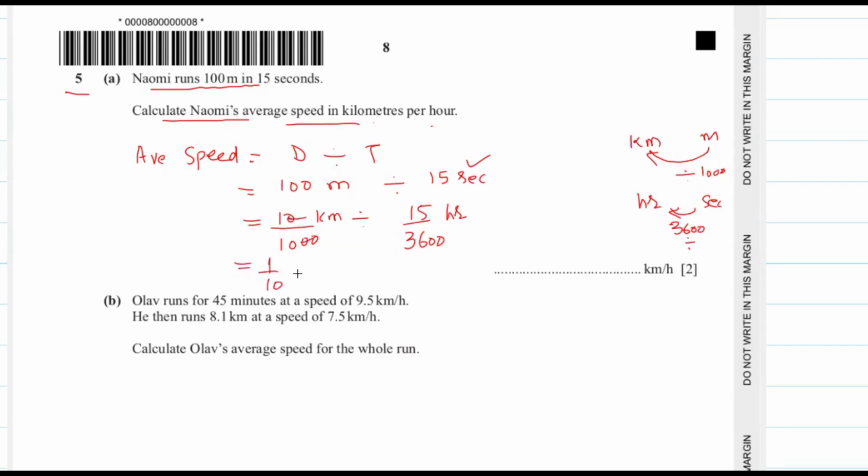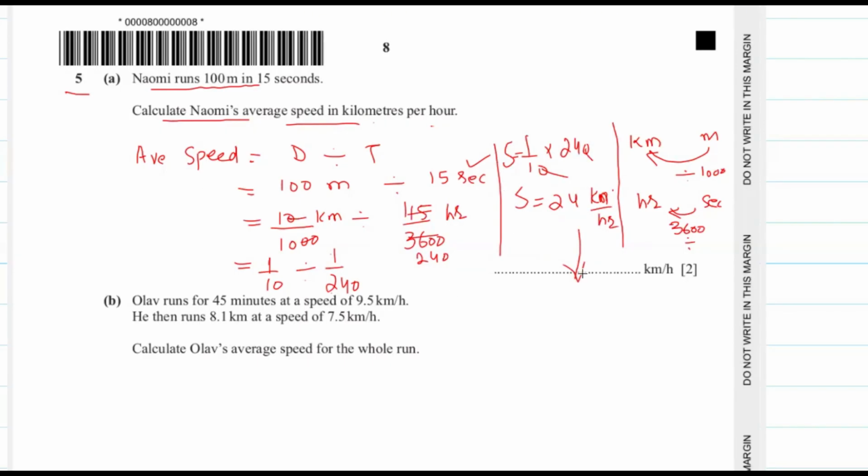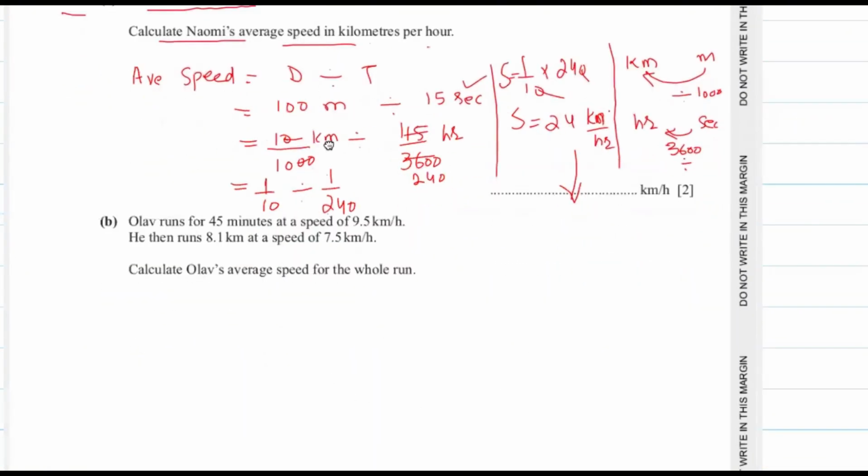1 over 10. And this is, 15 times 1 is 15, 15 times 240 is 3600. We write 1 over 10 divided by 1 over 240, and this will be equal to 1 over 10 multiplied by 240 over 1, and this speed will be equal to 240 over 10, which is 24. And this is 24 kilometer per hour, the speed of Nomi running. This is the answer. Next, part B.